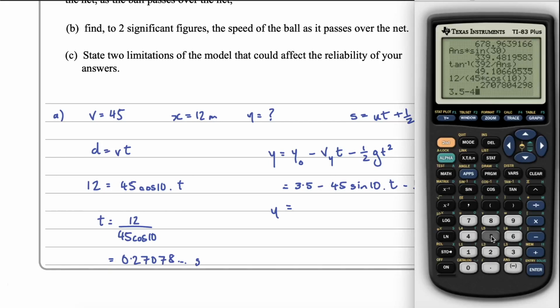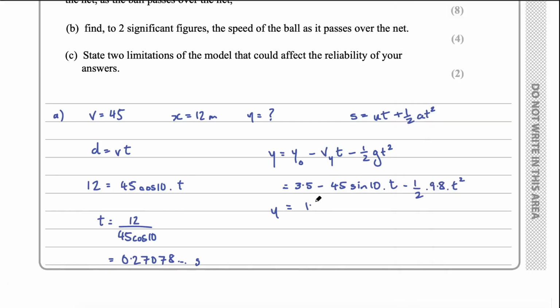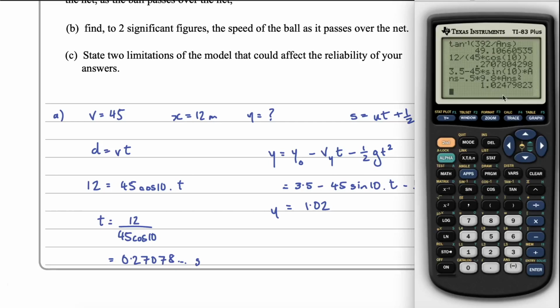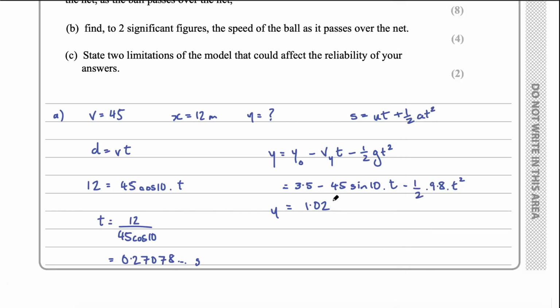3.5 take 45 times sine of 10 times the time, which was our previous answer. So let's just put in answer, and then take 0.5 times 9.8 times our previous answer squared, the time squared. And we get an answer of 1.0247, etc. So let's just write out 1.024798. So that is the height above the ground in meters.